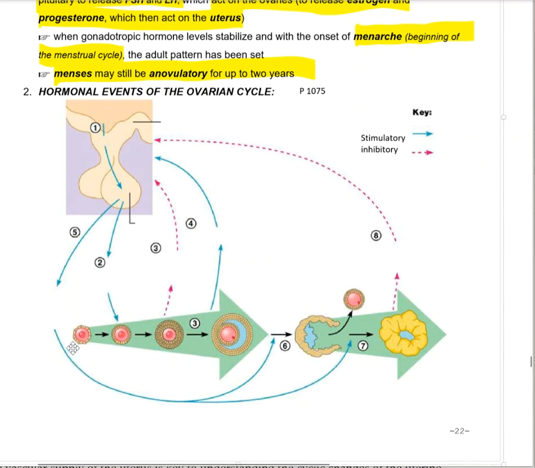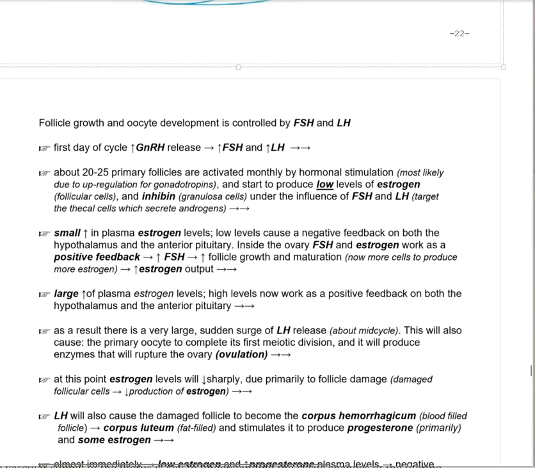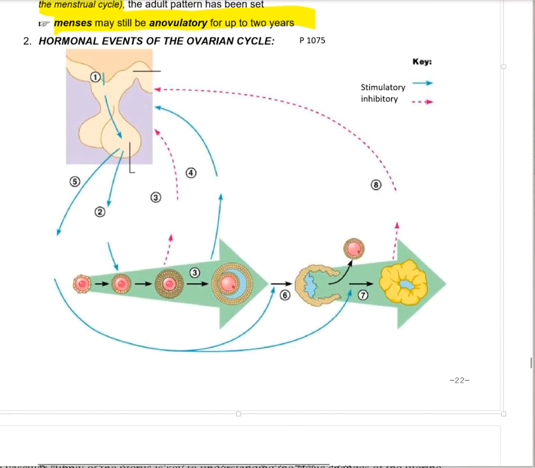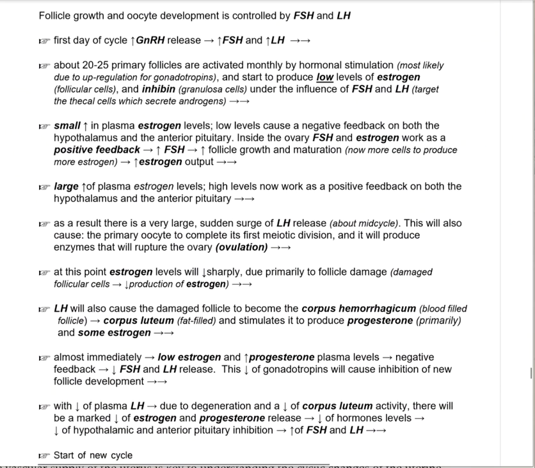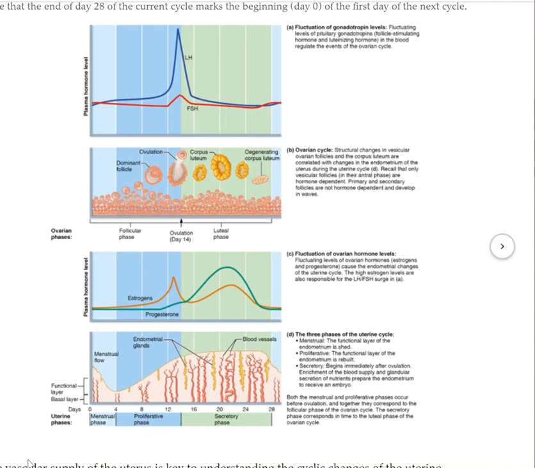And we now are going to go to the next page, and we're going to start reading this, and then we're going to put what we're reading onto this picture so it makes sense. Okay? So, follicle growth and oocyte development is controlled by FSH and LH. The first day of the cycle. So what we're doing is we're looking at the first day of the cycle. And I want to point out something real quickly. I'm going to talk about and use this picture a tiny bit here. This picture is a few pages farther in your notes as well, on page 1077.